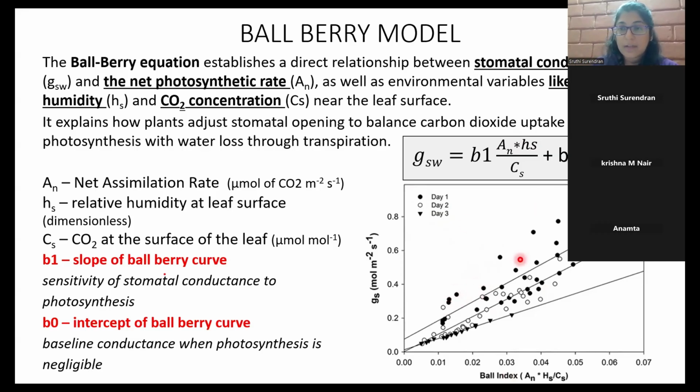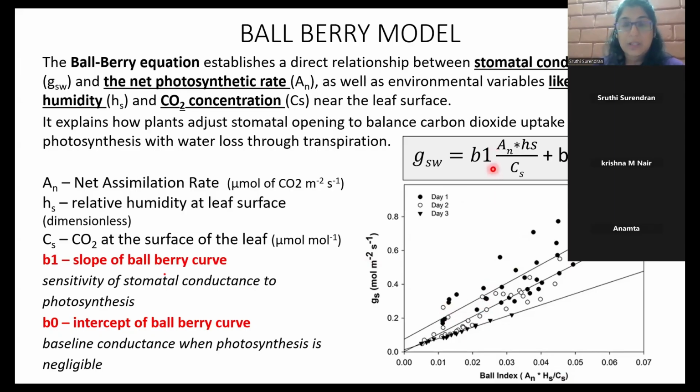So we'll get a scatter plot like this. And what we'll do is apply the least squares method, or the linear regression model, for each data set, day 1, day 2, and day 3. We will find out the equation of the line that best fits these points. The equation of the line is the line which will best represent the relation between the y-axis and the x-axis. That is what the linear regression model does. So the linear regression model here gives us the best fit line that describes the relationship of the stomatal conductance with the Ball-Berry index.